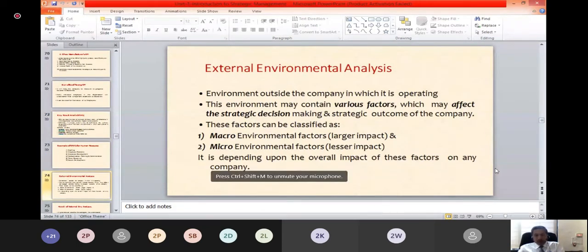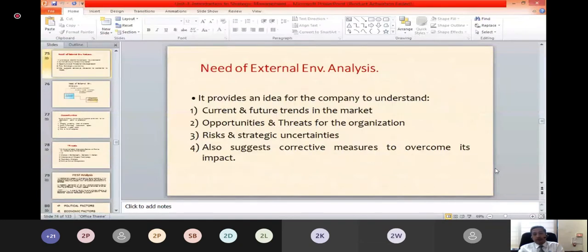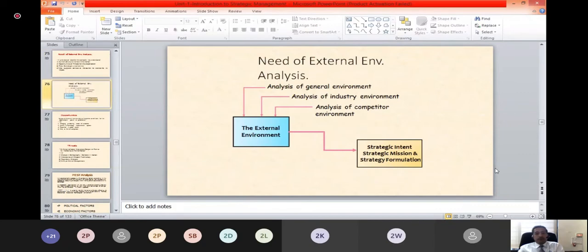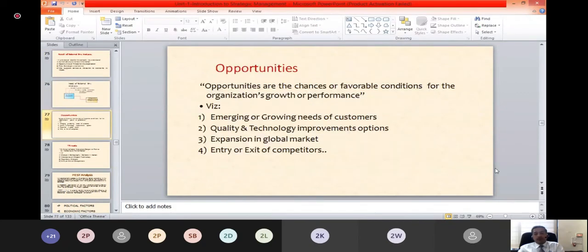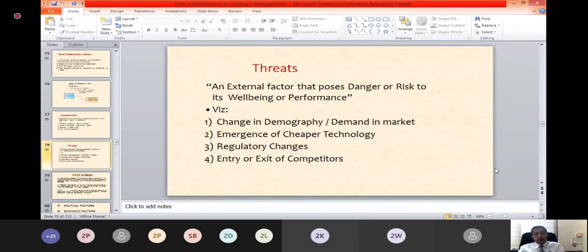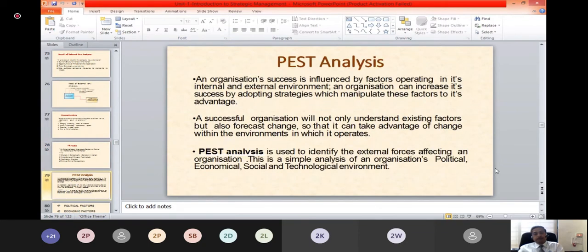Then we took another topic for discussion, that is external environmental analysis. This external environmental analysis can be of two types, that is macro environmental analysis having a larger impact and the micro environmental analysis which is having a lesser impact, that we discussed. Why it is needed, that we had a discussion on. Then what are opportunities and threats, that we discussed. What can be called as an opportunity and what are the different threats.